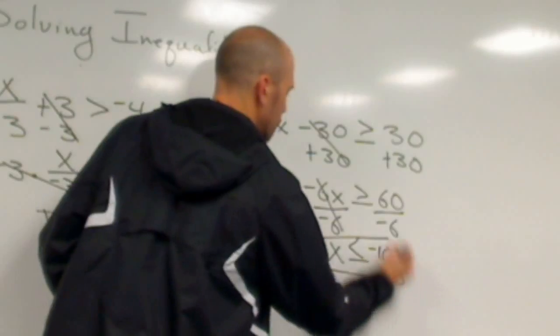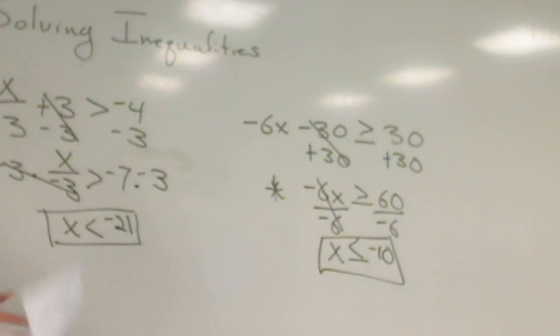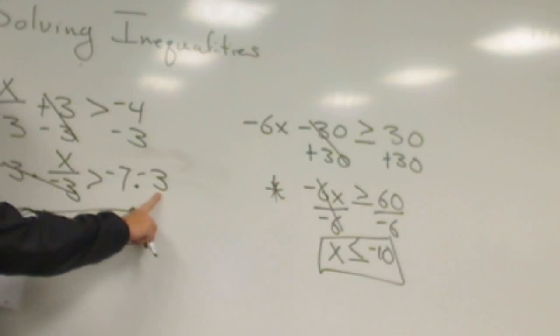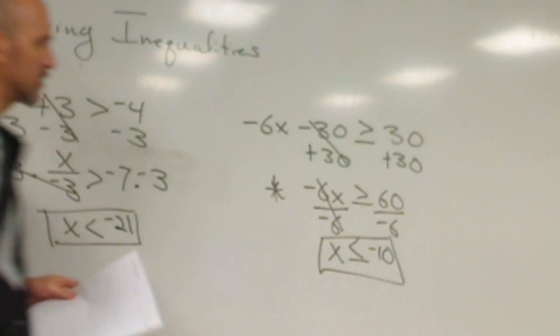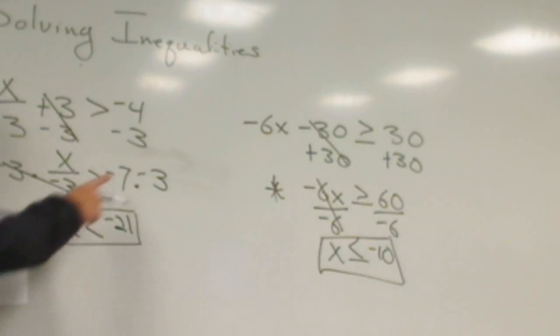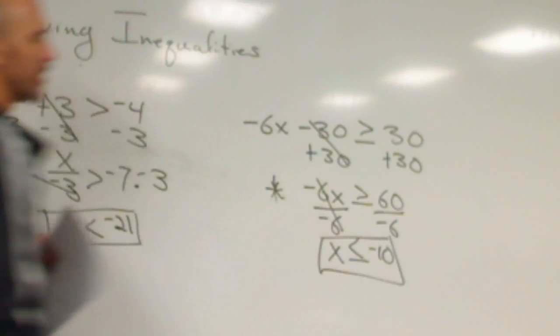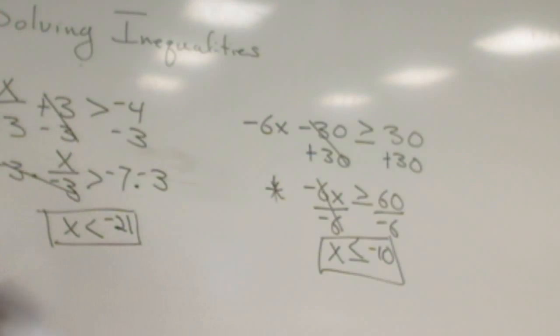Like I said, if you know how to solve equations, you know how to solve inequalities. The only thing that's changed is when you get down to the one-step equation, if you multiply both sides by negative 3 or divide both sides by negative 6, like I did in this case, then the inequality is going to change direction, and that is it.